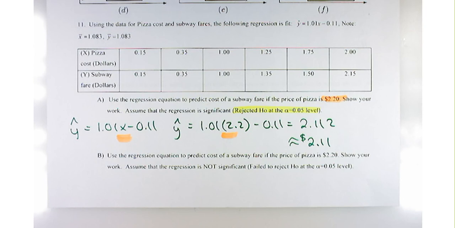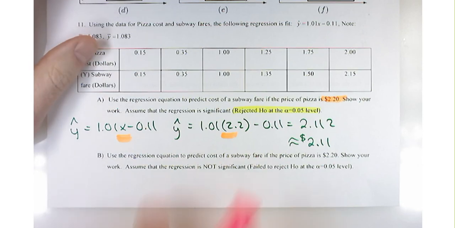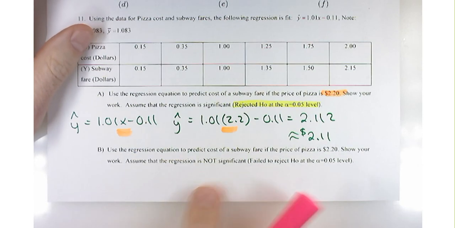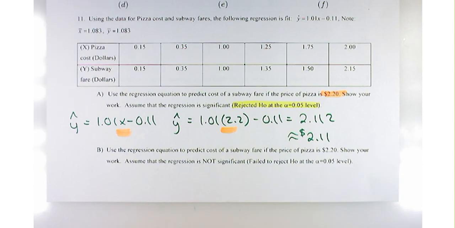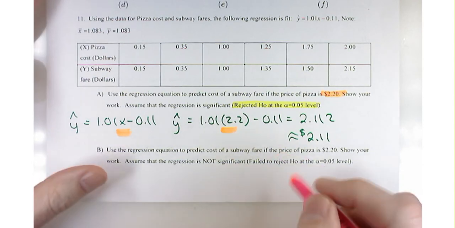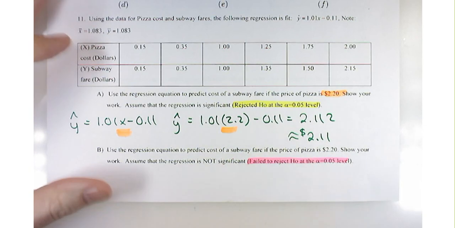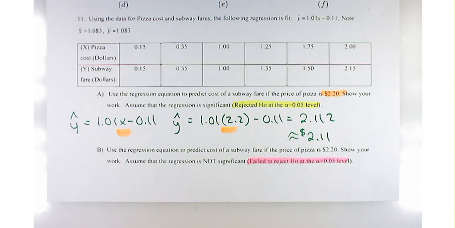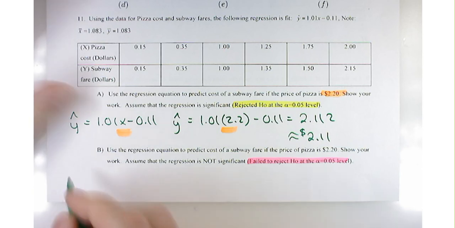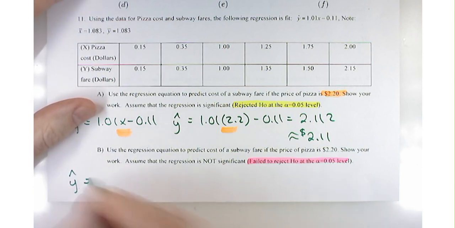Now, I included this next part for a reason, because it's easy to forget, and I wanted to remind you of it. Use the regression equation to predict the cost of subway fare. Assume that we failed to reject H naught. How's that going to change our prediction here, our y hat?